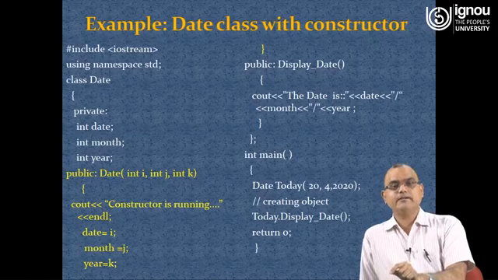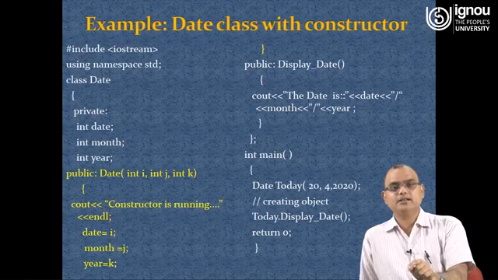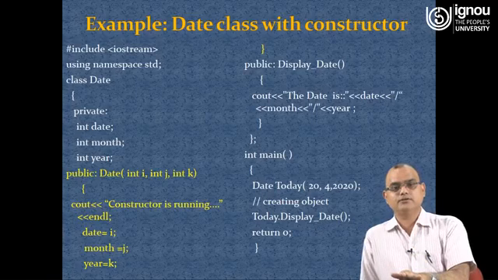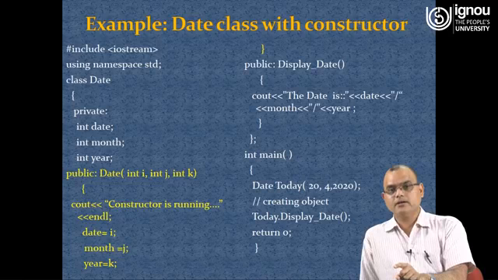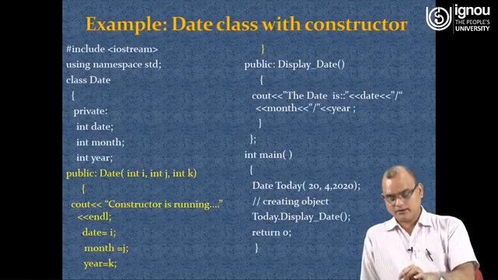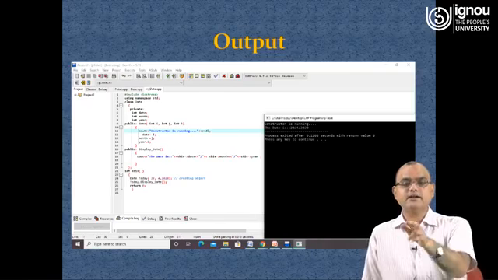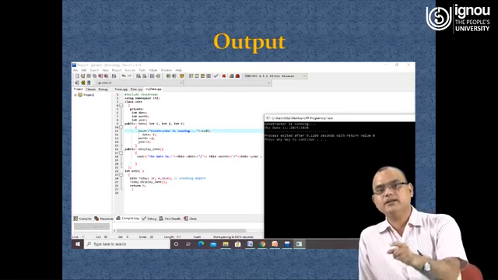today.displayDate will do what? displayDate is a method inside the Date class, and that particular method is displaying the value of 3 attributes. So we have created one object named today. The attribute value of that object is 20 for date, 4 for month, and 2020 for year. And once we run this program, we will get the result as you can see on your screen.